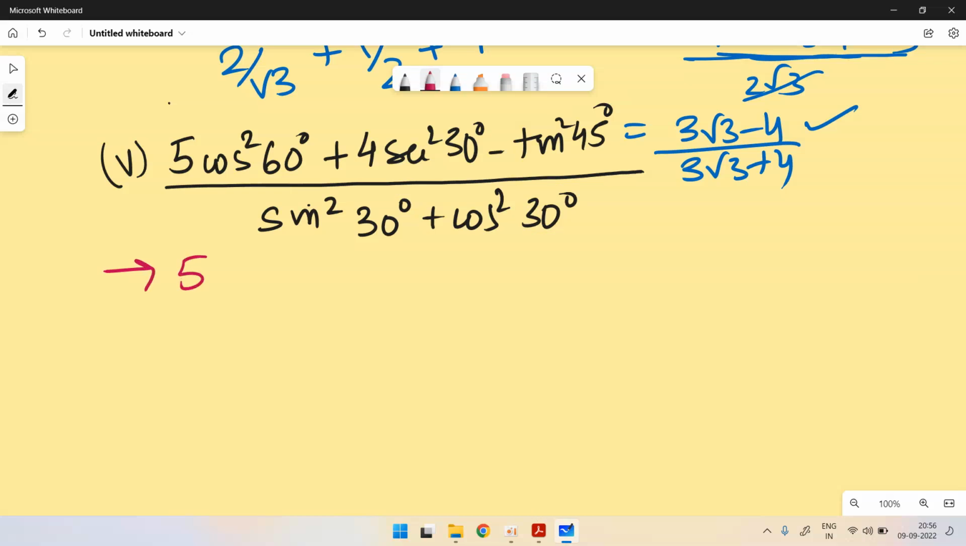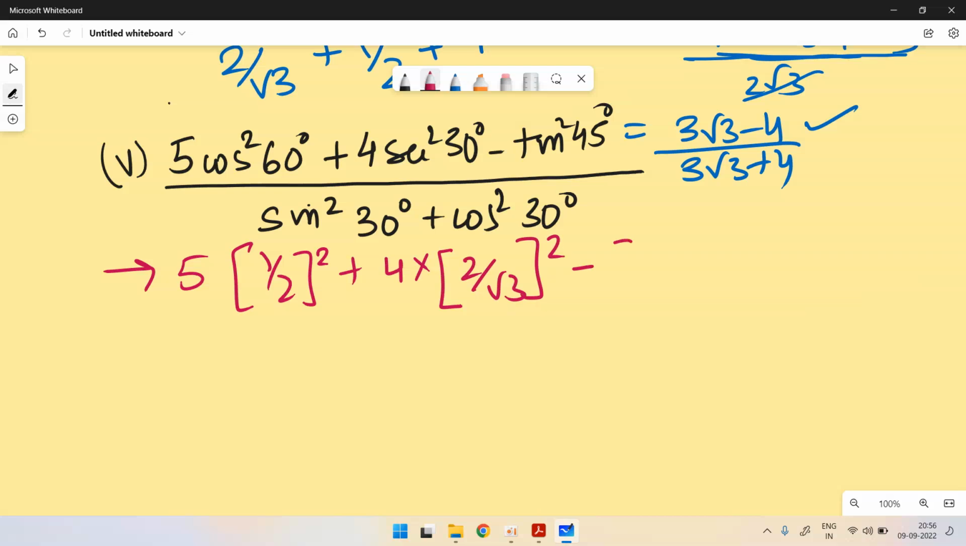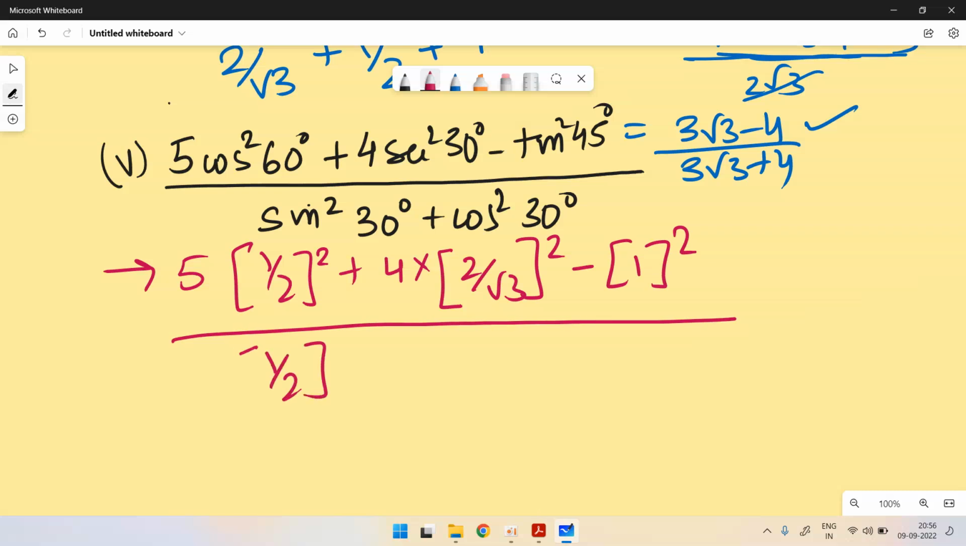So this was 5 into cos 60, which is 1 by 2, and this is a square. Then 4 secant square 30. Secant 30 is the inverse of cos 30. Cos 30 is root 3 by 2, so this is 2 by root 3 whole square, minus tan square 45. Tan 45 is 1, so this is 1 square. Now sin 30 is half, and this is sin square 30, so this is half square. Cos square 30 is root 3 by 2 whole square.